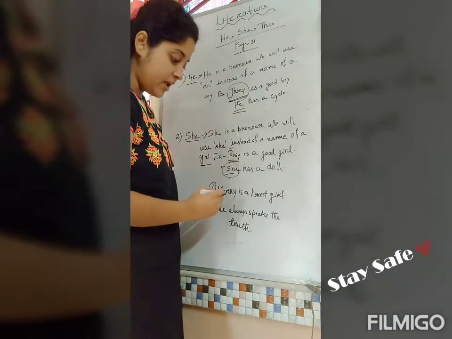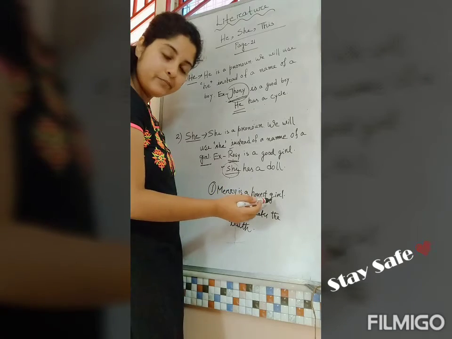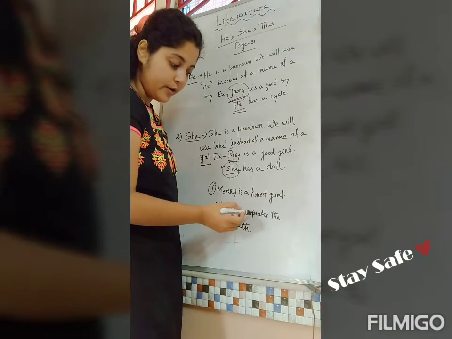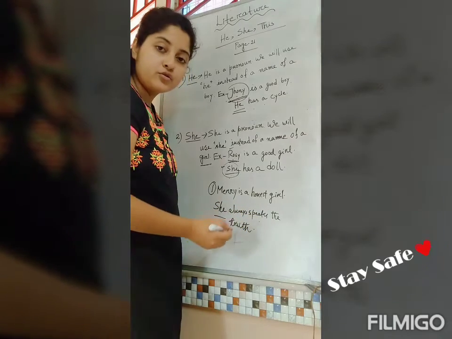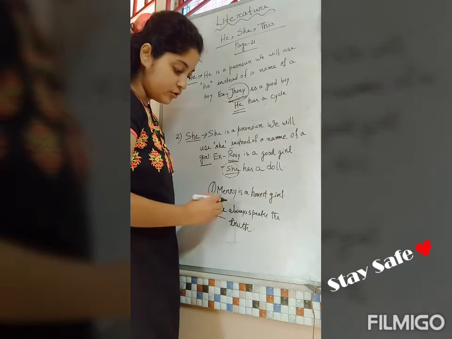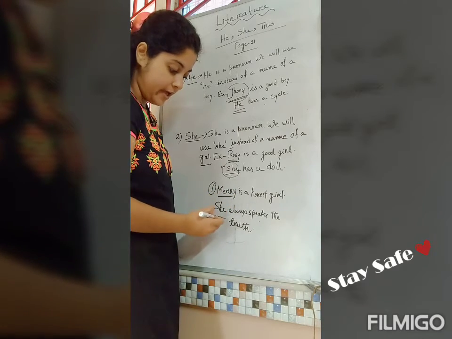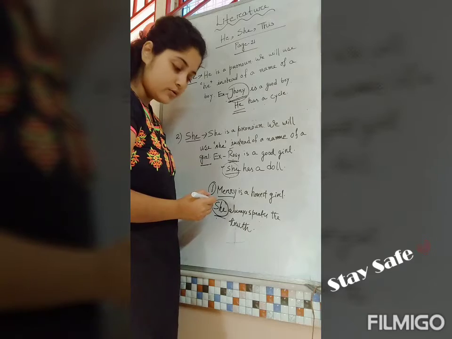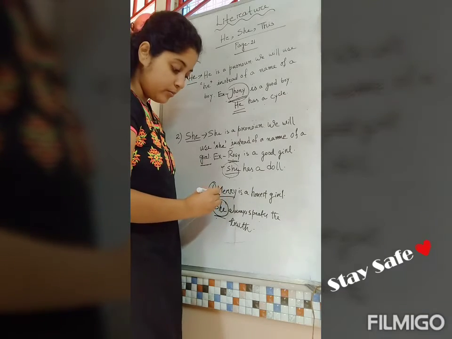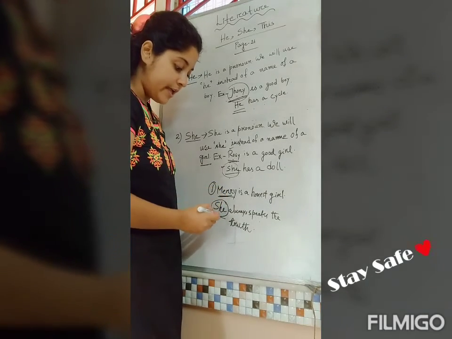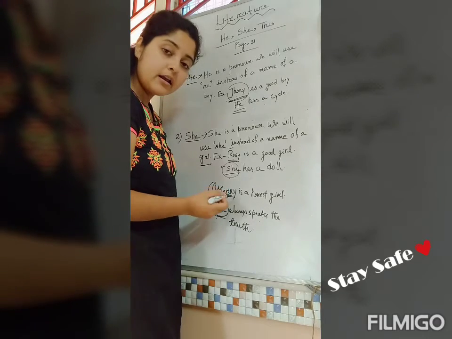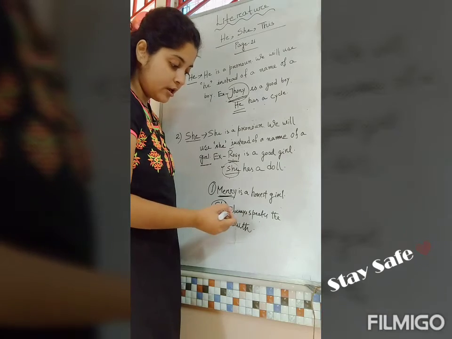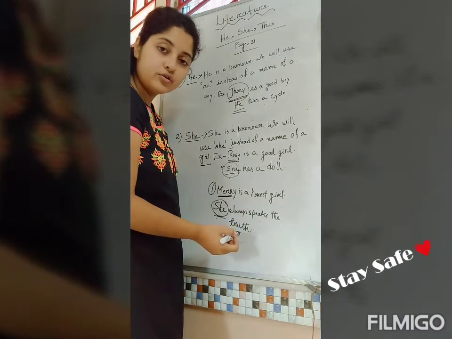Okay, Mary is an honest girl. In the next sentence, I have used she. She always speaks the truth. So instead of Mary, I have used she in the second sentence. Okay students, hope you can understand. Mary is a girl, so I have used she instead of her name. So Mary is an honest girl. She always speaks the truth.